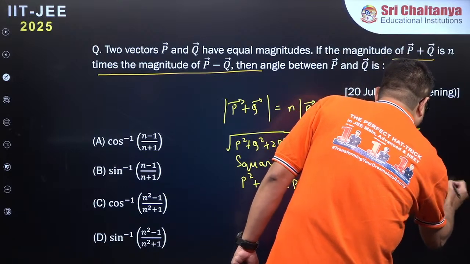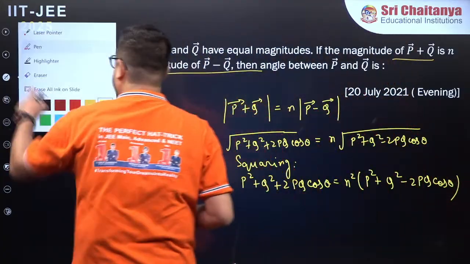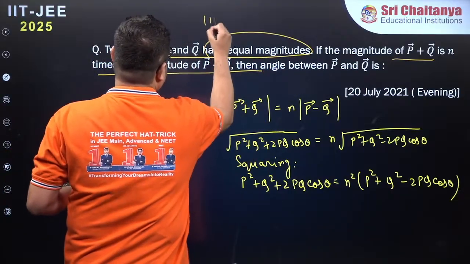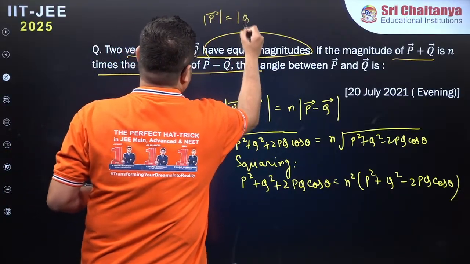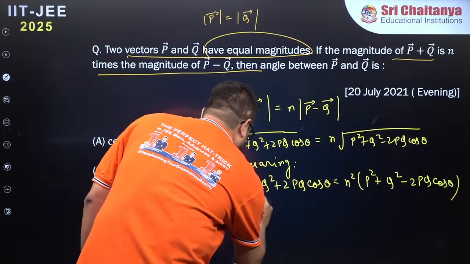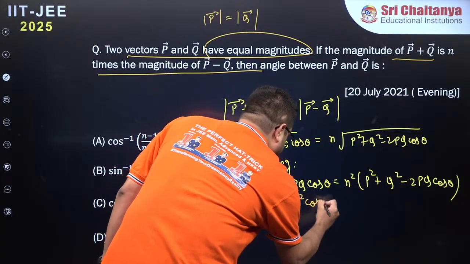So now they have also given you another condition over here, if you're able to see. They are just trying to say that two vectors P and Q have equal magnitudes. So I can say that mod of P is equivalent to mod of Q. Then what needs to be done? I can write it as P square plus P square itself plus 2P square cosine of theta.